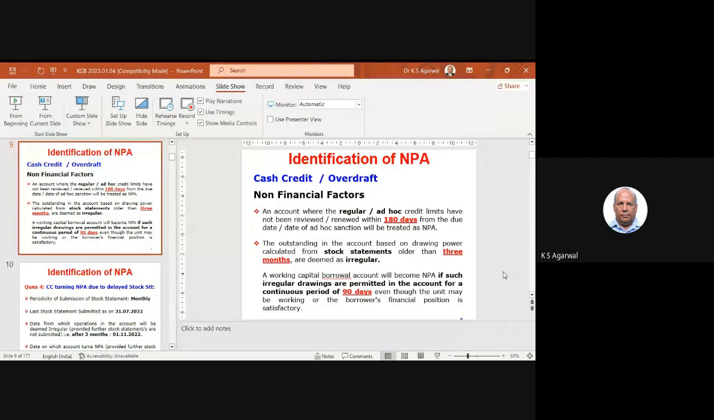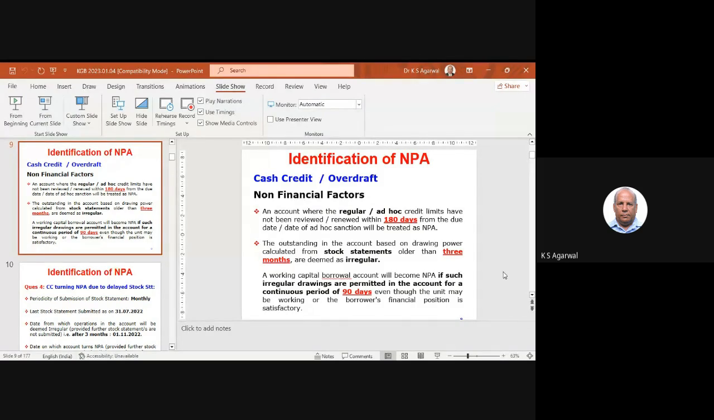Say your 31st December 22 stock statement is submitted in the first week of January. You calculate the DP, enter the DP in your computer system, and allow the operations. So on the basis of the December statement, if I allow operations in January, February, March, they are deemed to be regular drawings.